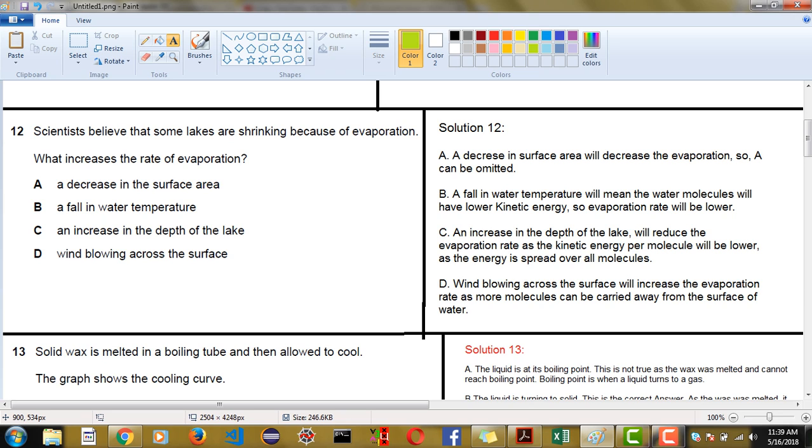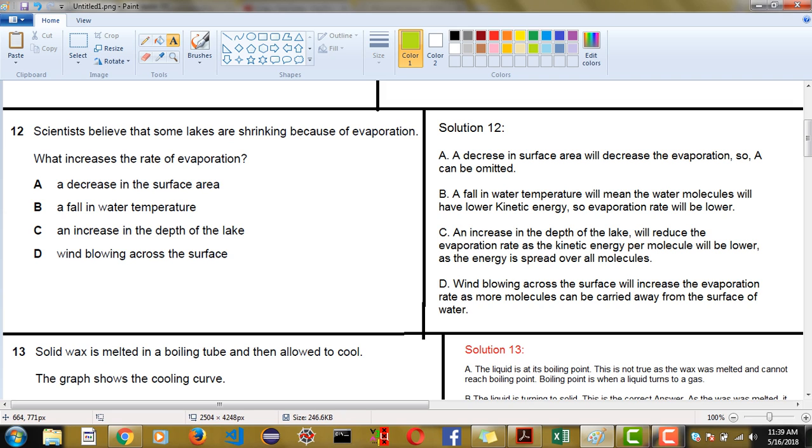Option C tells us an increase in the depth of the lake. If we increase the depth of the lake, then again the evaporation rate will be lower because the water molecules will have lower kinetic energy. And the last option tells us wind blowing across the surface. This option will increase the evaporation rate, and this will be our correct answer. This will happen as more molecules will be carried away from the surface of the water.